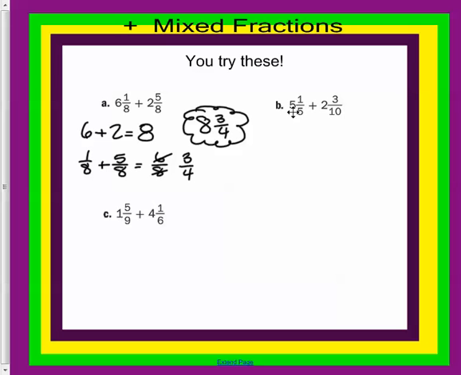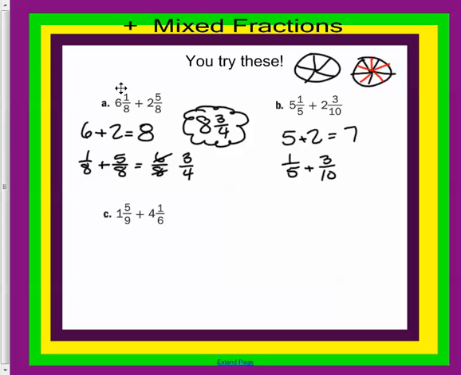Over here, I'm going to first add my 5 and my 2, my whole numbers, and I get 7. But when I look down here, my denominators are not the same, which means I don't have all the same pieces. I have fifths, and then I also have tenths.